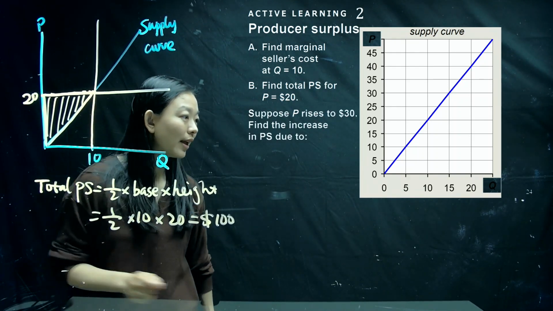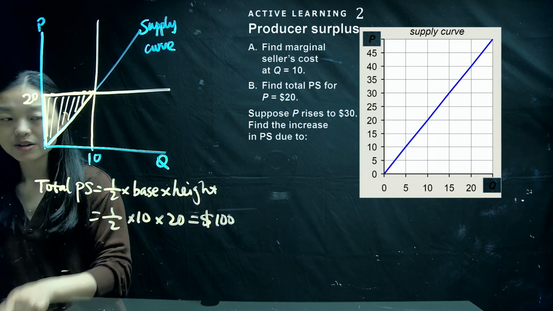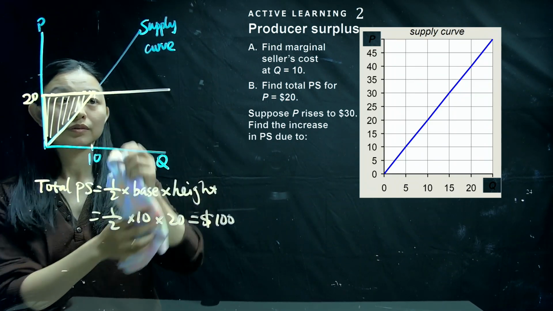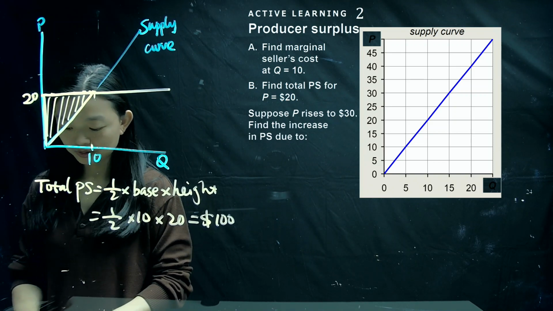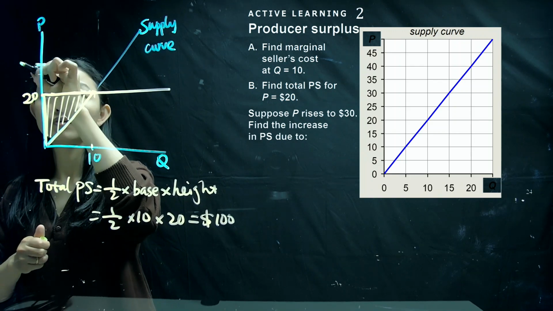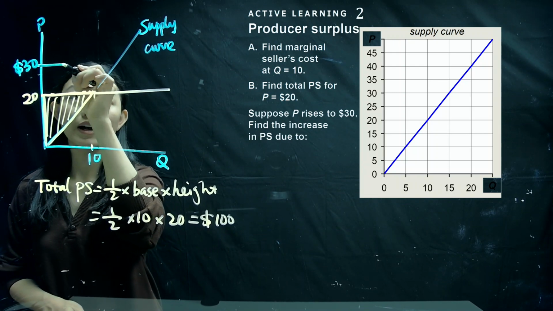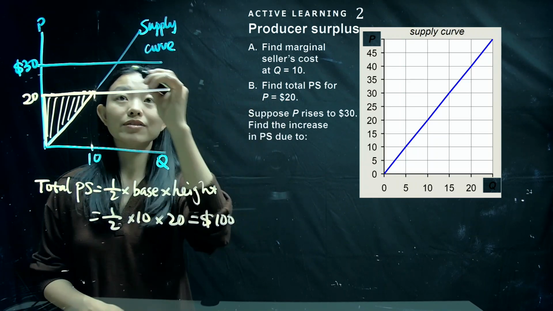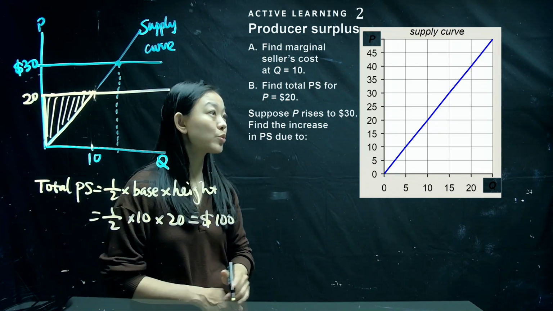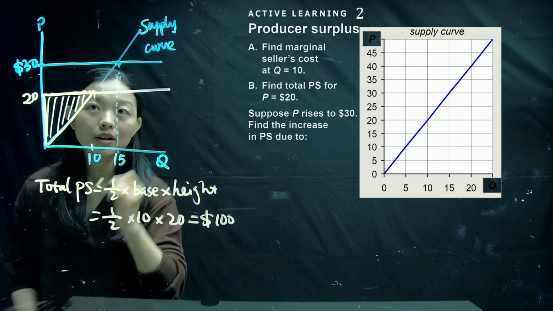Now, next one. If the market price increased to $30, what will happen? So if the market price now increased to $30, then what you need to do, if it's $30, first you also need to draw a horizontal line across the whole graph and find the intersection point. So this is the intersection point, right? And from the intersection point, we can find the corresponding quantity actually equals 15.